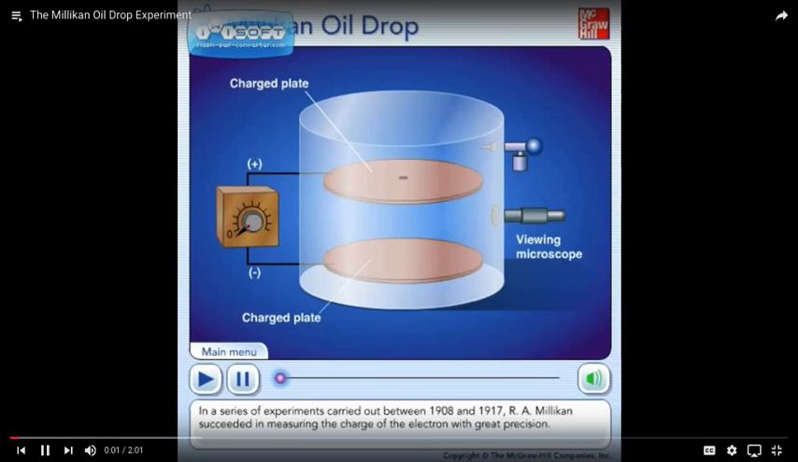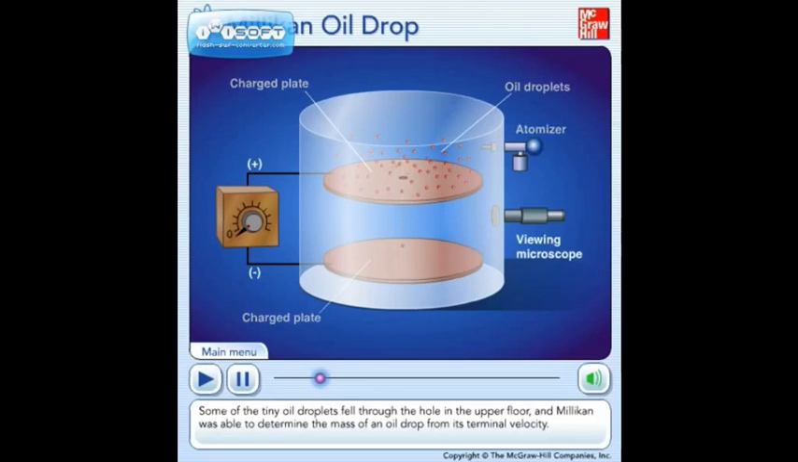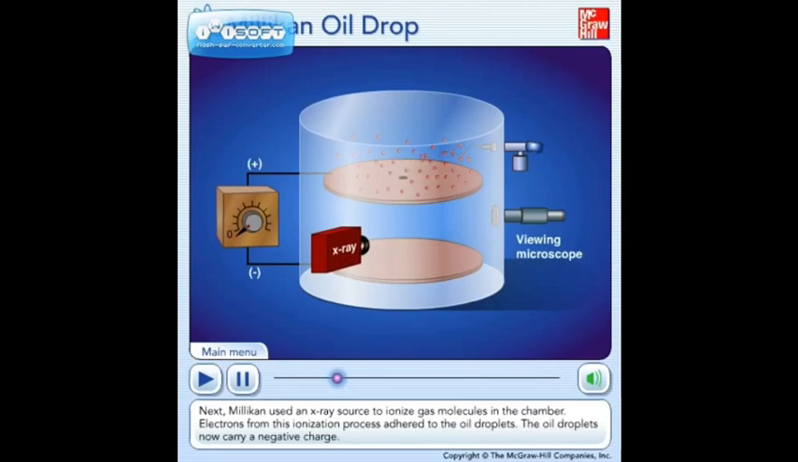In a series of experiments carried out between 1908 and 1917, R.A. Millikan succeeded in measuring the charge of the electron with great precision. In his experiment, a fine mist of oil was sprayed into the upper chamber with an atomizer. Some of the tiny oil droplets fell through the hole in the upper floor, and Millikan was able to determine the mass of an oil drop from its terminal velocity. Next, Millikan used an X-ray source to ionize gas molecules in the chamber. Electrons from this ionization process adhere to the oil droplets. The oil droplets now carry a negative charge.